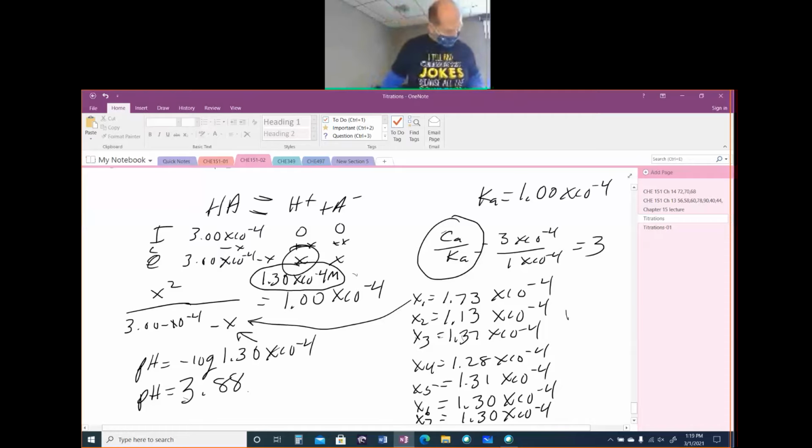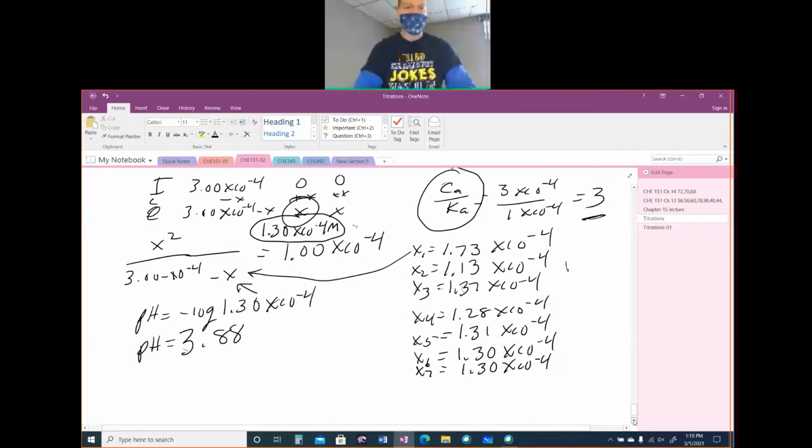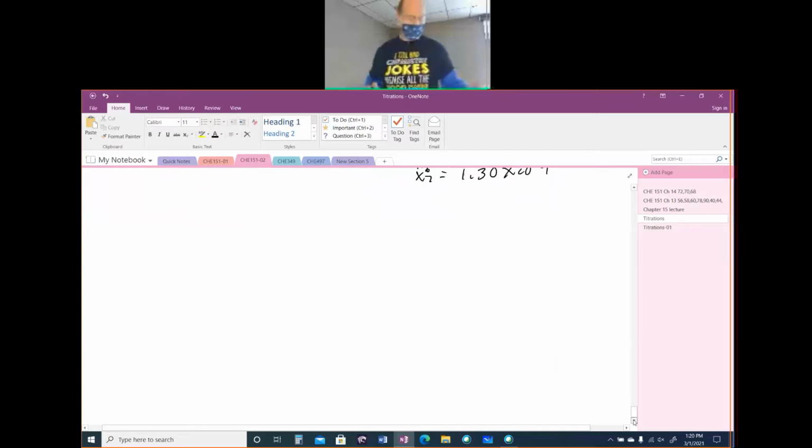All right. So again, when you have your initial concentration divided by your Ka, if you got a number less than 100, well, less than 10 in this case, you're going to have at least 5 or 6 approximations before it's the same. So you'll have to make that decision whether you want to do the quadratic or keep plugging in your X value.